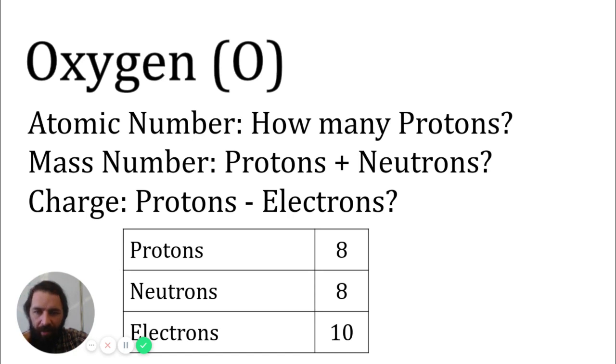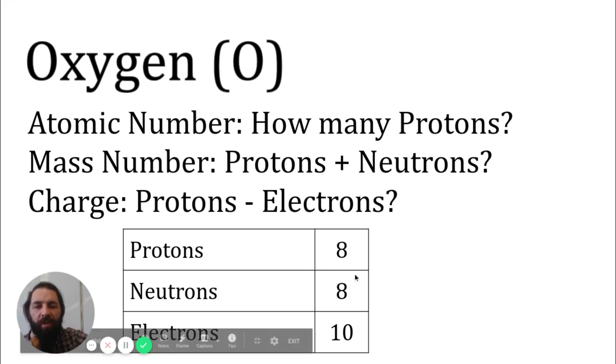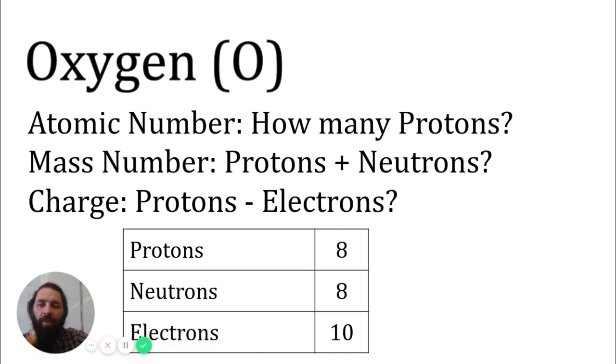Now, what about this case? This is still oxygen, but is my atomic number still the same? Yes, it's still 8, right? Is my mass number still the same? Still 16. But now, what is my charge? So for this one, charge is going to be protons, 8, minus the number of electrons, which is 10. So 8 minus 10 is negative 2. And so this is kind of leading us into our next example here.